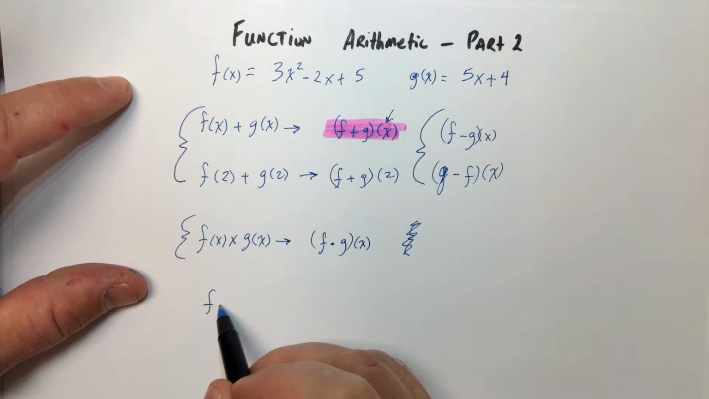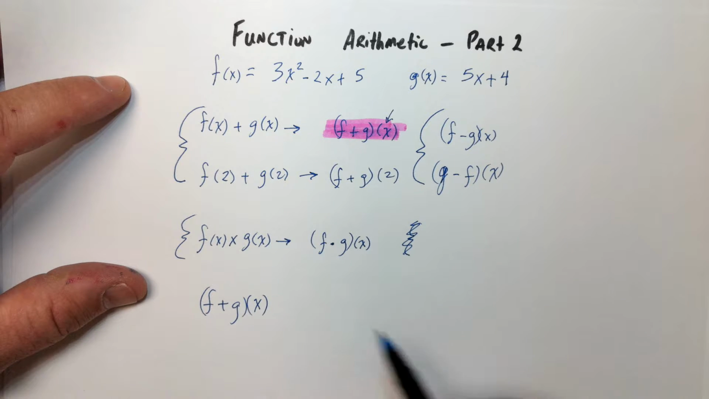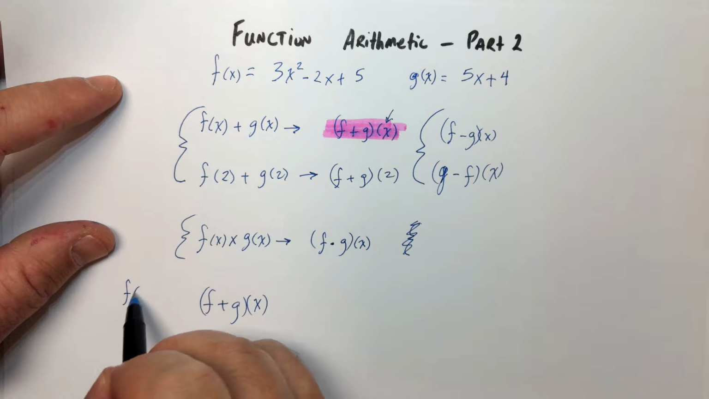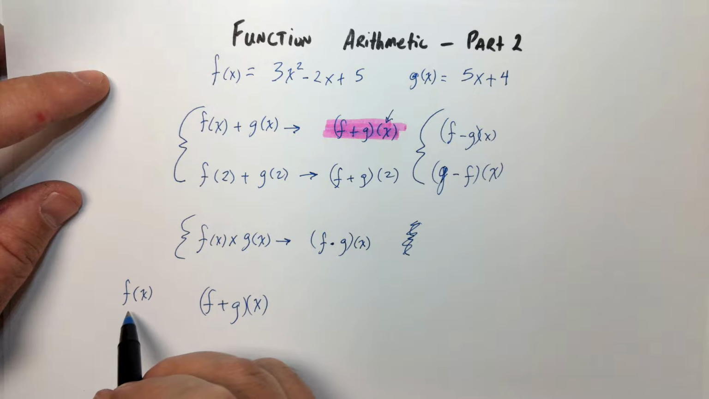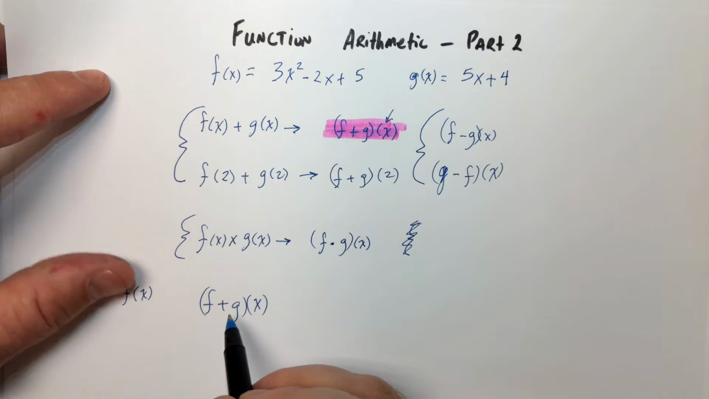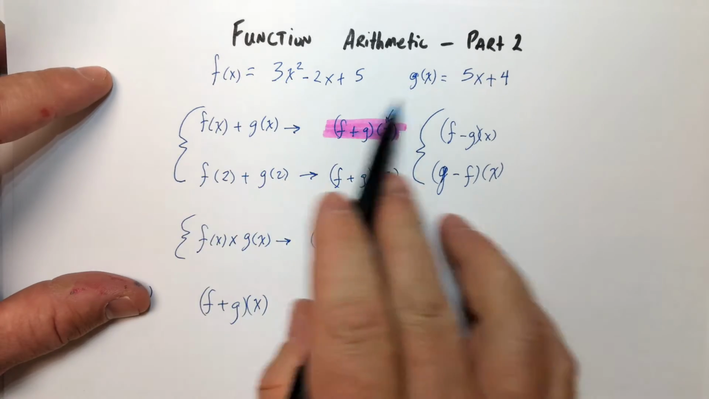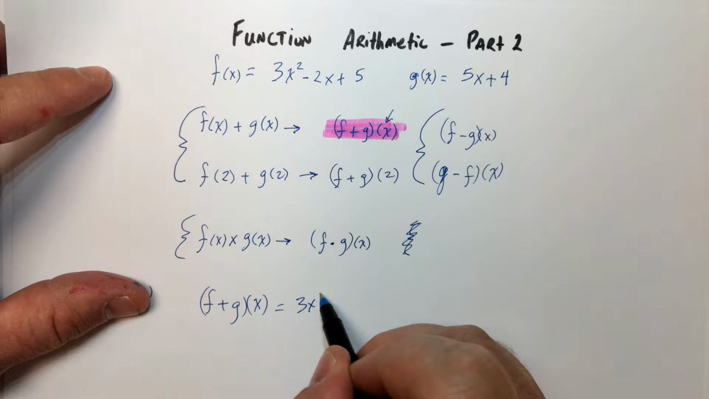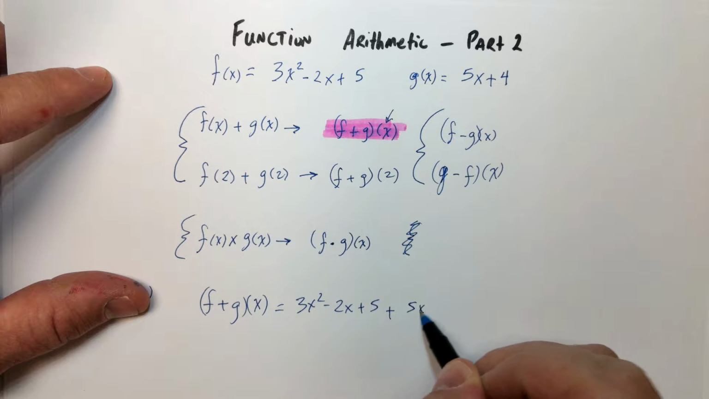So f plus g of x. It's not multiplying. These things are not multiplying. Like you know how f of x is not f times x. That just means that's y, right? So that's what this is. It's just you add those two together, and that's our new function. So it's like we have some new function that's not been named yet, and it's equal to these two things added. So all you gotta do, f is 3x squared minus 2x plus 5, and g is 5x plus 4.